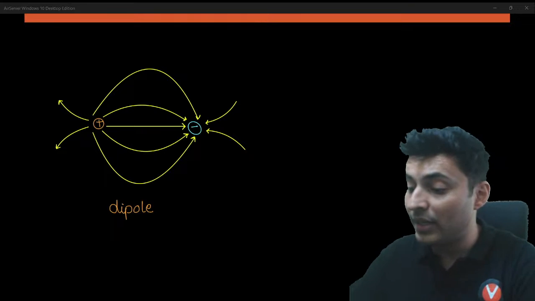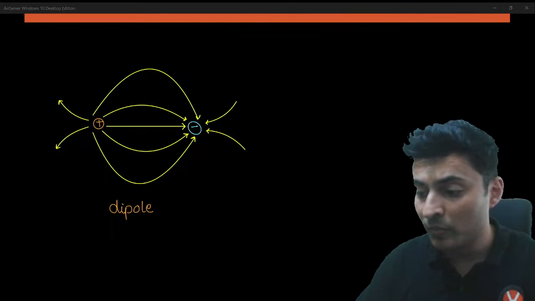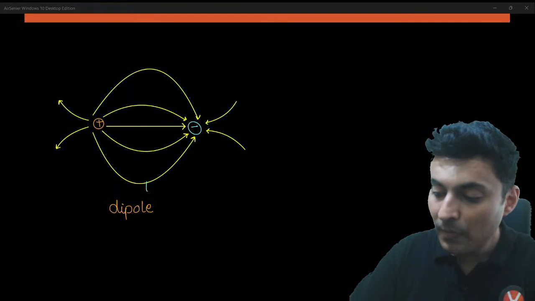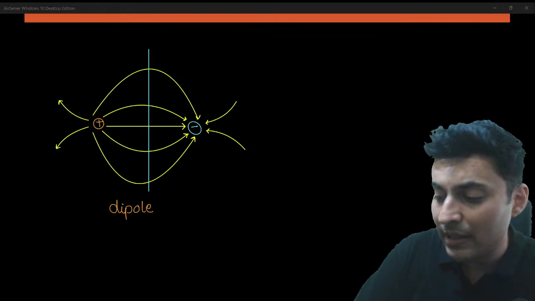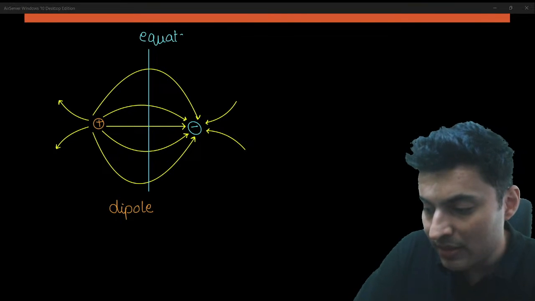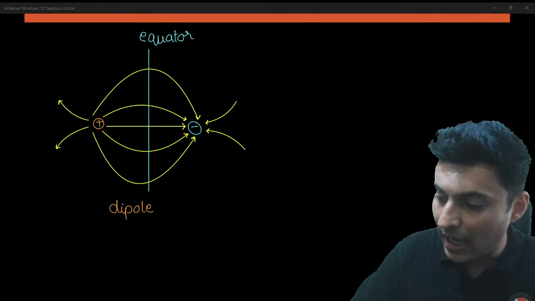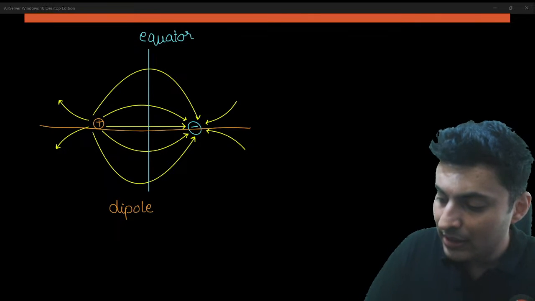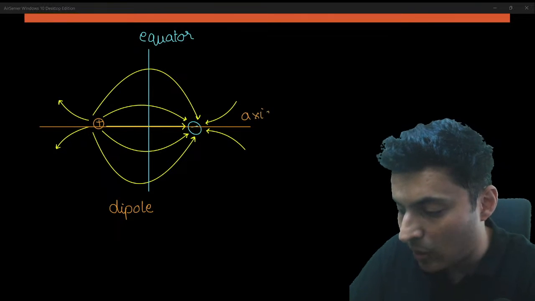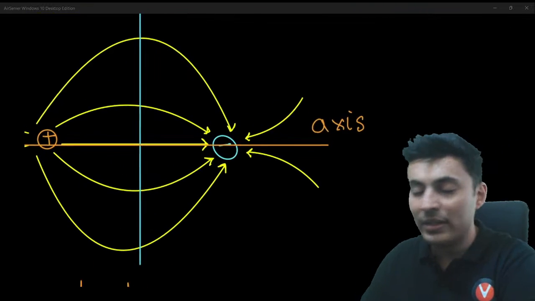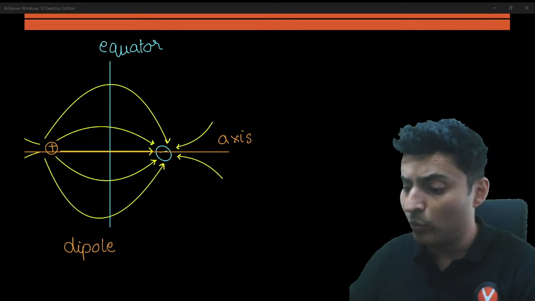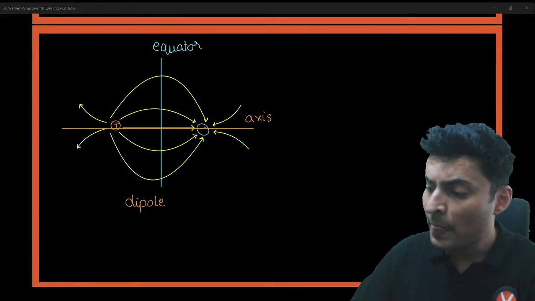This graph you should definitely know in case they ask you. Also remember a few more things about this. This line on a dipole is called the equator. And this line that you see over here is called the axis of the dipole. The horizontal line is called the axis. The vertical line is called the equator. Very good. Proud of all of you.